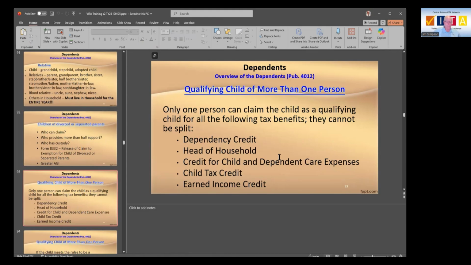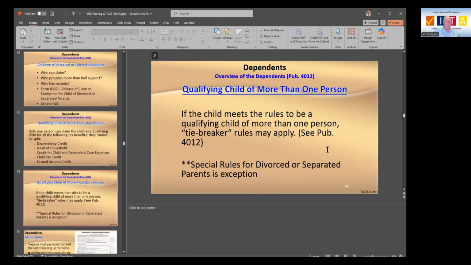Of course, be careful. It could be quite possible that it could be the qualifying child of more than one person. Be sure you read the rules about this. You can't split these credits and say, well, let's let them claim the child to be able to get head of household, but we're going to let grandma get the child tax credit because she's got more taxes to offset or whatever reason. It's one or the other. Either you get all of these benefits or you get none of them. Okay.